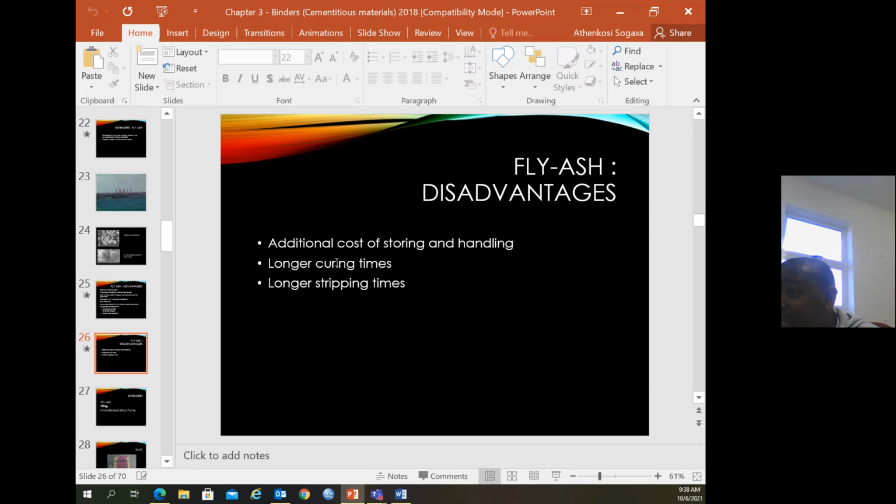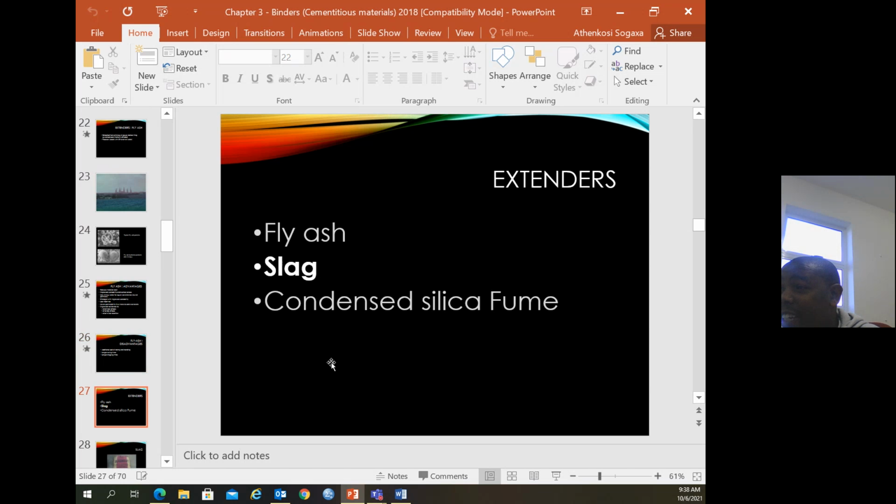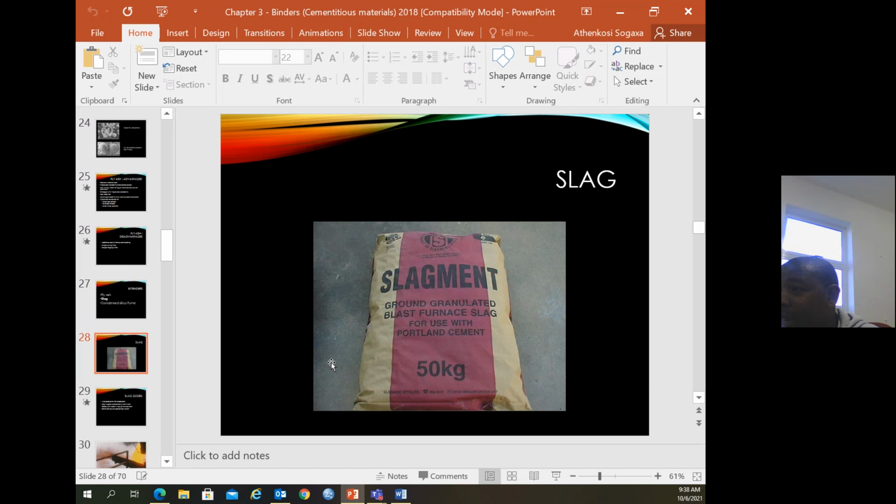And the disadvantage is additional cost of storage and handling. It takes longer to cure, meaning that if you mix that into concrete, you strip that concrete very late. It will take time before you strip the concrete. You have the slag. You can see the back of the slag. It indicates GGBS, ground granulated blast furnace slag, which is the slag.